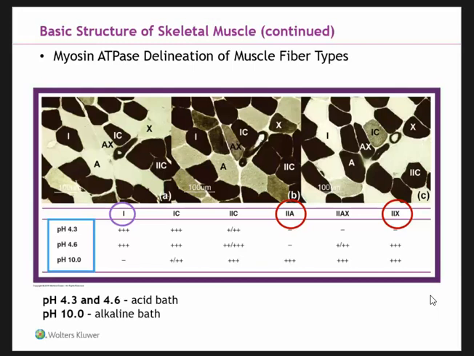So the greater oxidative capacity, we're going to have more type 1s. The less oxidative is going to be more type 2s. But you don't have to know all those crazy details. You just have to know, no, you don't even have to know anything. You just have to know that we determine fiber type by a staining procedure with muscle biopsy using myosin ATPase as the enzyme to stain the fiber types.